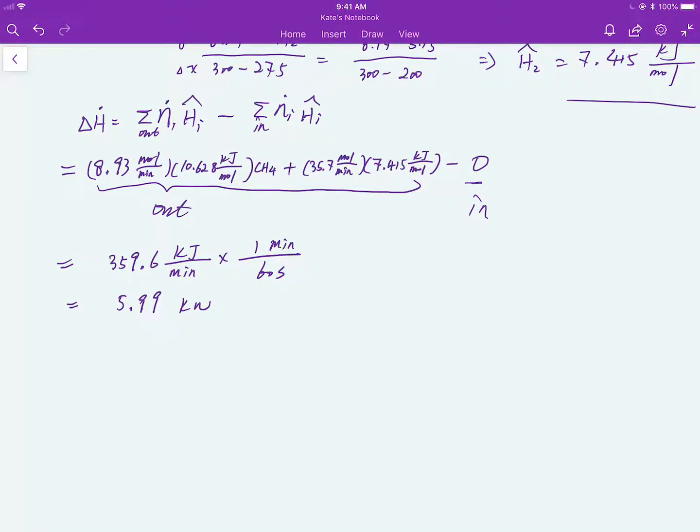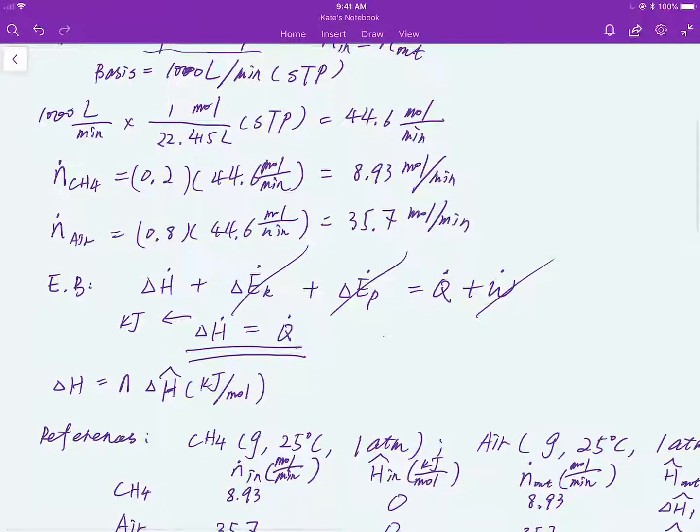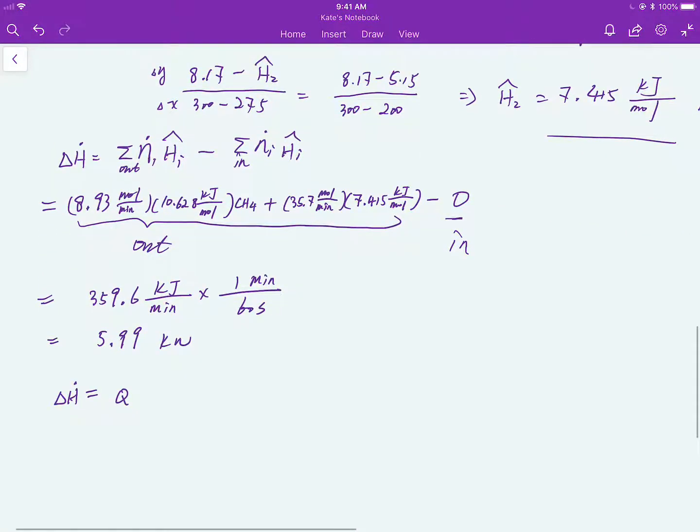Okay, because of the net equation, we have change in enthalpy equal to heat based on the energy equation. If you want, you can write equation 1. Based on 1, we have this equation, and therefore the heat flow, or required heat input, is simply 5.99 kilowatt. That is the final answer.